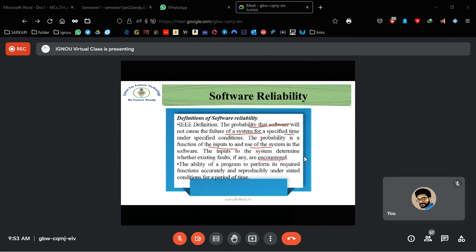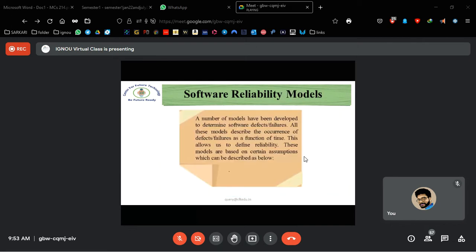The ability of the program to perform its required functions accurately and reproducibly under the stated conditions for a period of time is called software reliability. There are different models for this. Another model has been developed to determine whether a software defect or failure has occurred. All these models describe the occurrence of the defect or failure as a function of time. So these allow us to define reliability in the context of security also.